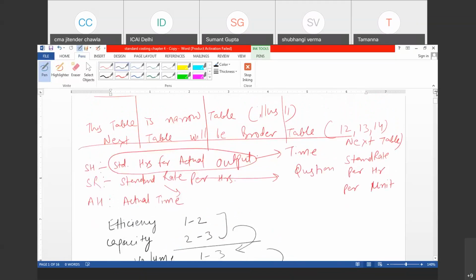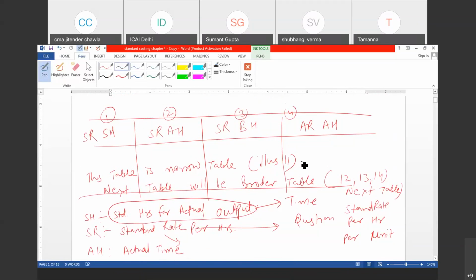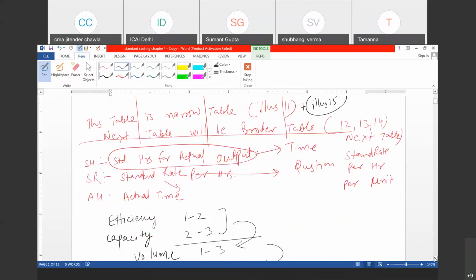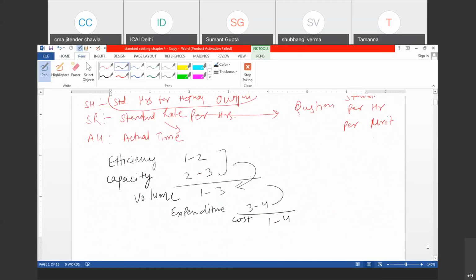Please reply. So illustration 11 and illustration 15, we use this table. Shall we start with one of the illustrations first?